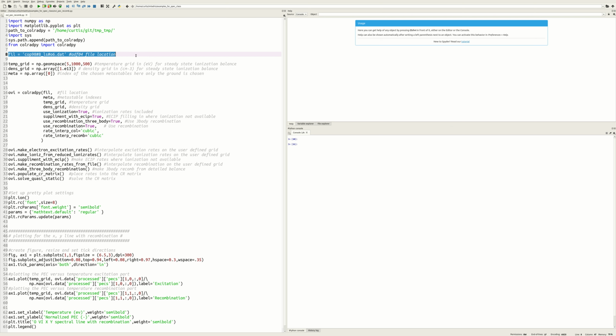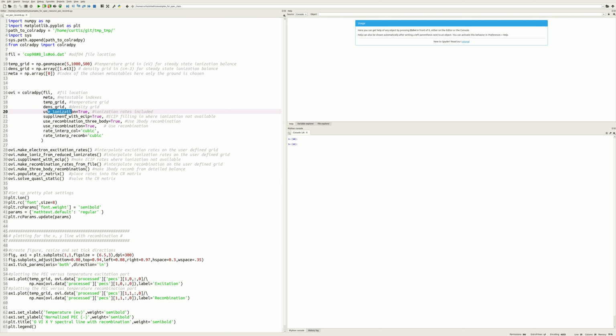So as in the previous example, here's the helium-like oxygen file we're going to be using. We've got a different temperature grid and a different density grid because we're only going to plot one density. Again, here we're only saying that the ground is metastable, so that's why the metastable array is just a single zero. So again, the call to ColRadPy is the file, the metastable array, the temperature array, the density array.